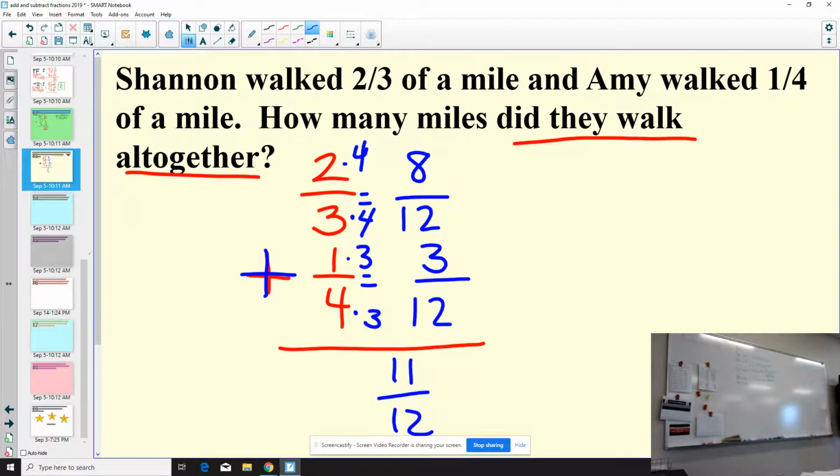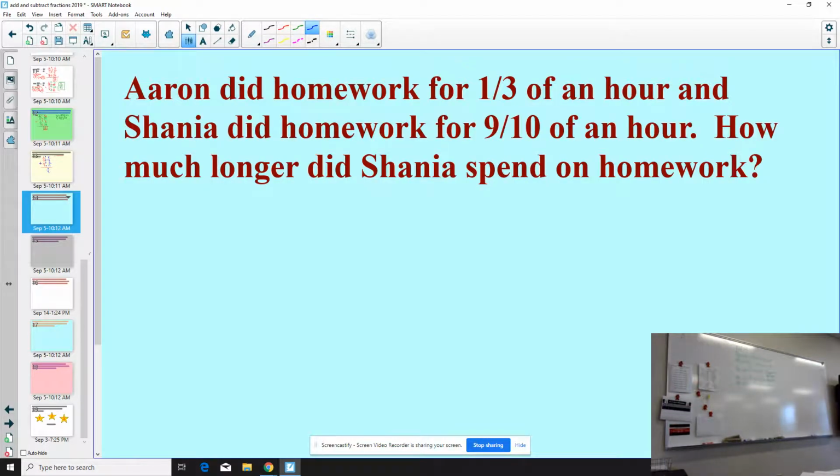Is that in simplest form? Well, 11 goes into 11, but 11 won't go into 12. And no other numbers go into 11 but 1, so yes it is. So your answer should be 11/12. Okay, let's look at the next one.